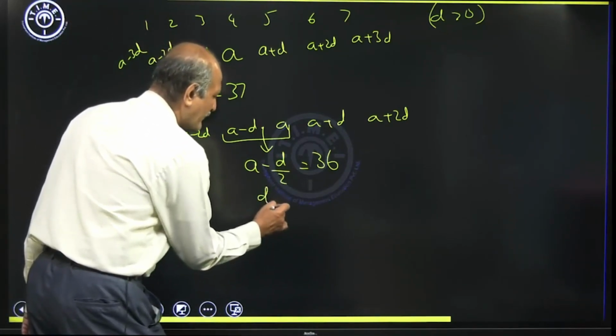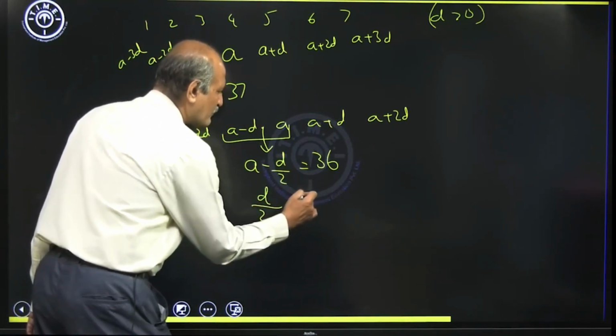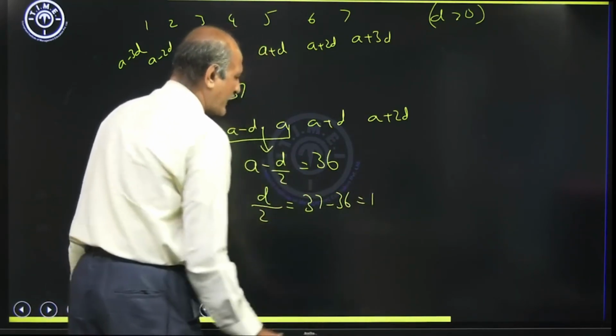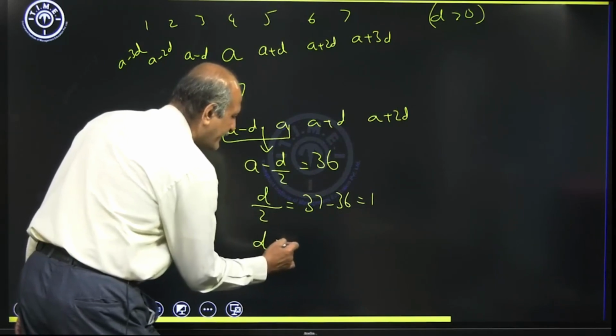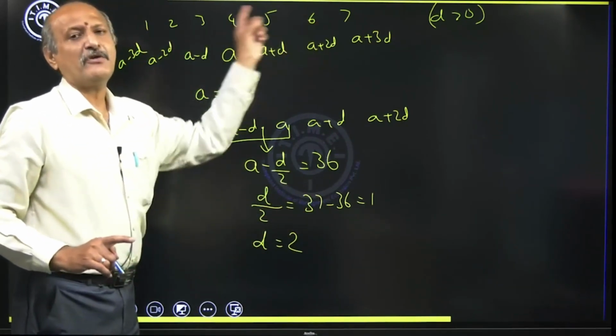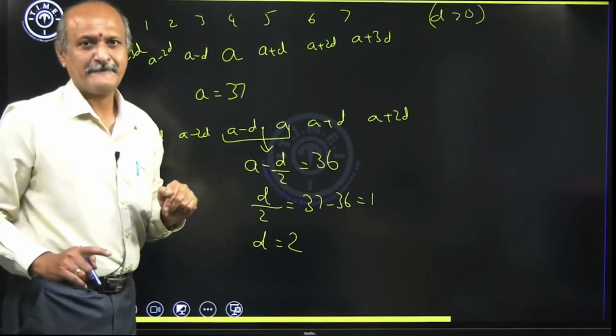So here I am going to get d by 2 is actually equal to how much now? It is 37 minus 36, which is equal to 1. So what will be the value for d here? d is equal to how much? It is 2. So hence we can tell the common difference for all these ones is equal to 2.